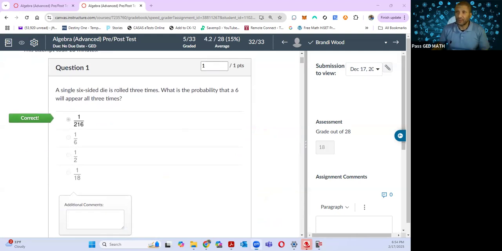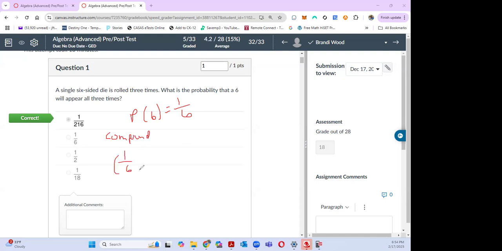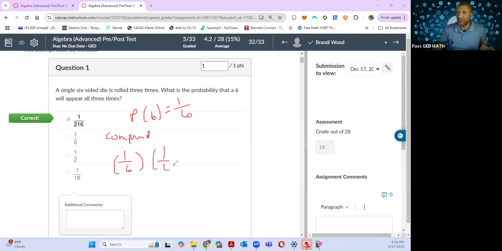Probability. This is another difficult problem. A lot of people miss it. So the probability of rolling a 6: the only way you can roll a 6 is, there's only one 6 on the die, and it has 6 sides, so 1 out of 6. Compound probability is more than one event. You multiply. So 1/6 for rolling the 6 the first time, the second time, and the third time. That's what we got: 1 over 216. That's very good.